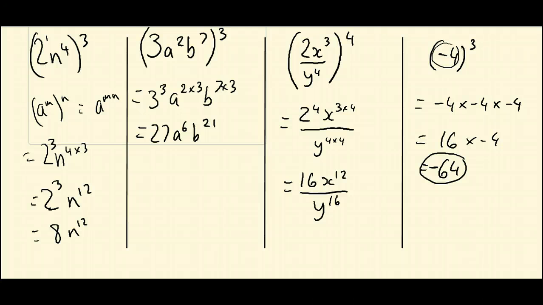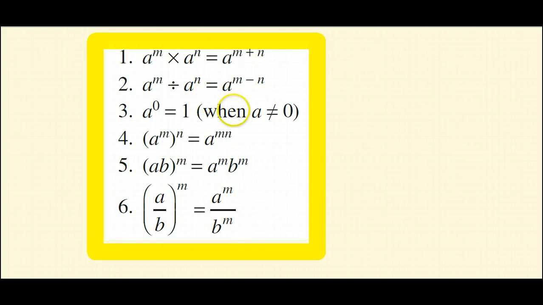Okay, let's summarize what we've learned about the index laws. Okay, so here's the 6 index laws, just written very simply. You need to copy these out. Anytime you see anything in these videos with a yellow box around it, that means that's something that needs to be copied out into your workbook. Okay, it's going to be important summary notes. So once you've copied those out, then you've got the 6 index laws.